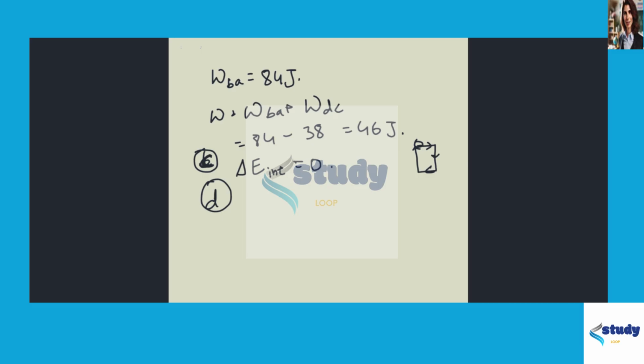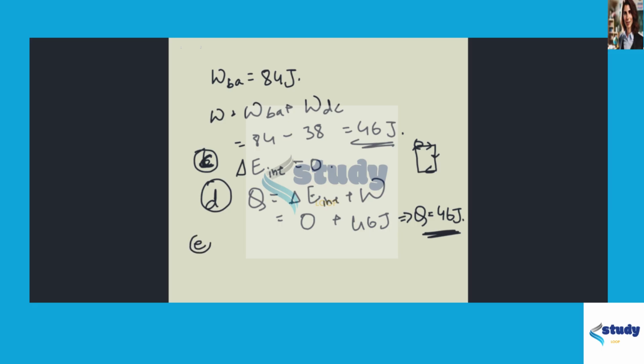For part D, we want to find out the total heat during the process. Now this gets a little tricky here, but it's pretty straightforward. The total heat is simply the total change in internal energy plus the total work done. The total internal energy change is zero, and we saw that the total work done is 46 joules. So, which means the total heat supplied to the system is 46 joules.